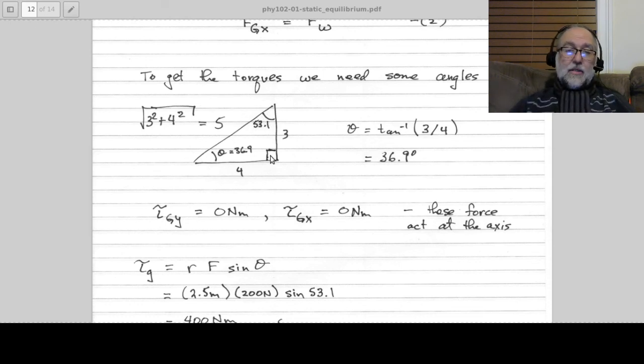Why? Well, because the sum of all three angles must be 180 degrees. One of them is 90, right? Because it's a right angle triangle. So these two angles in here have to add up to 90 degrees. So if one of them is 36.9, the other one has to be 53.1.